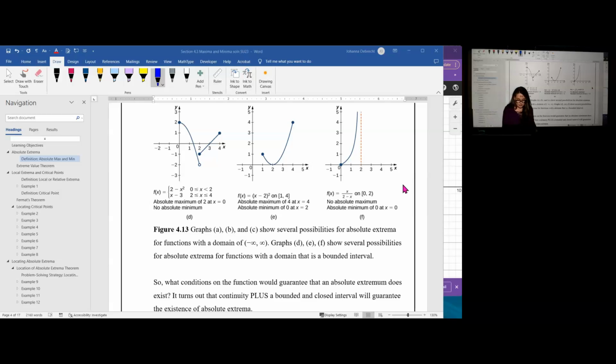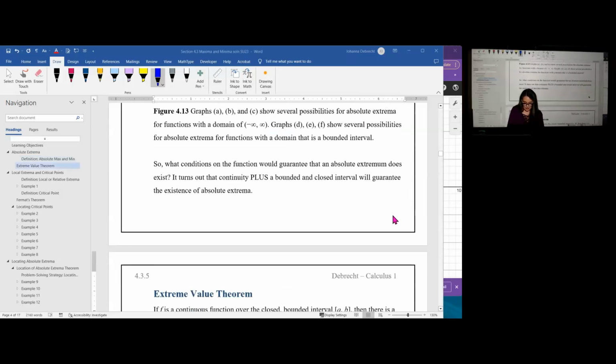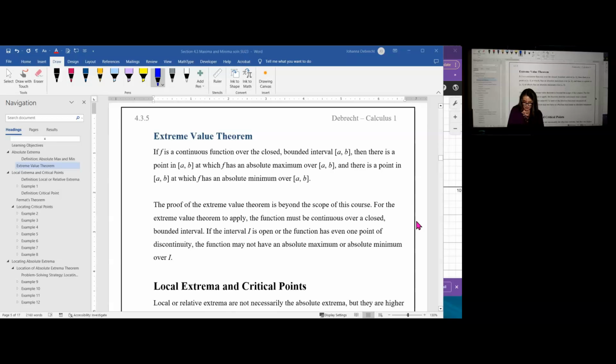We need to find the conditions under which we can guarantee that an absolute extremum does occur. That condition is continuity plus a closed and bounded interval. We need a closed and bounded interval plus continuity to guarantee the existence of absolute extrema. This is called the extreme value theorem, which makes sense. We could call it the extreme y-value theorem.